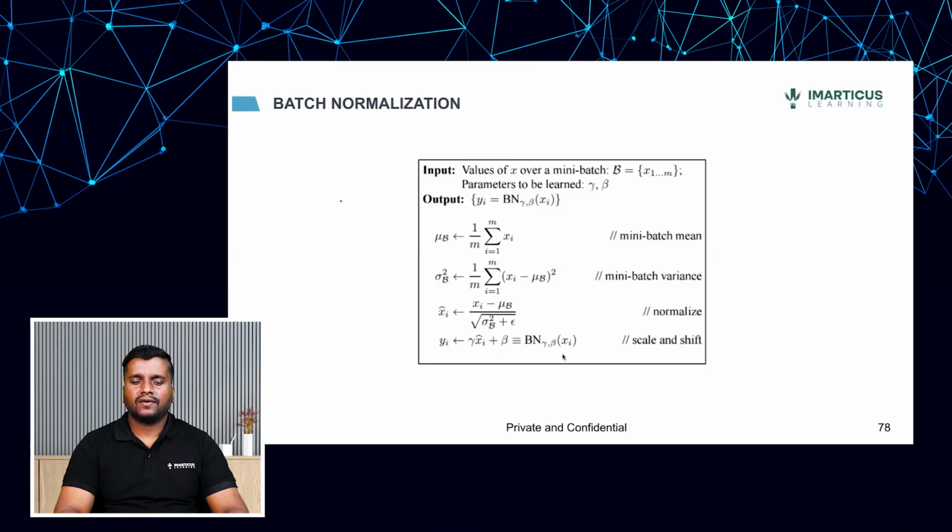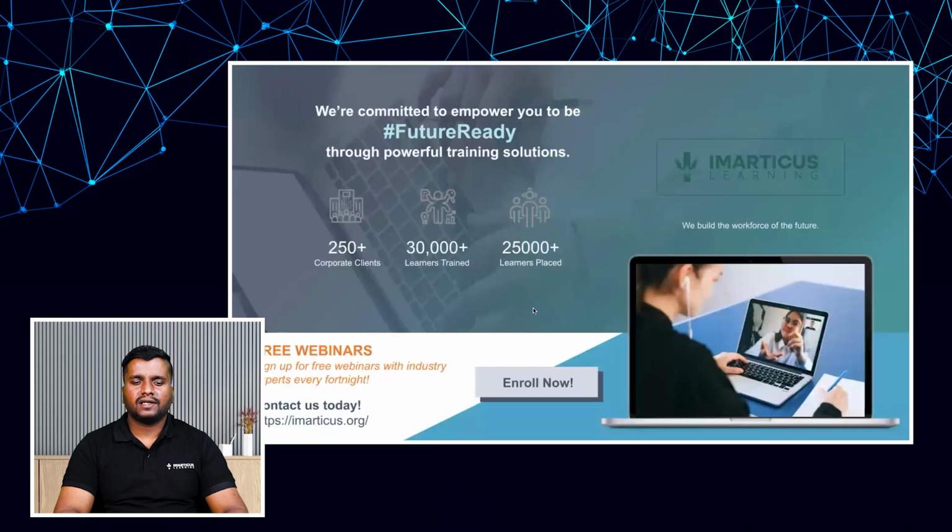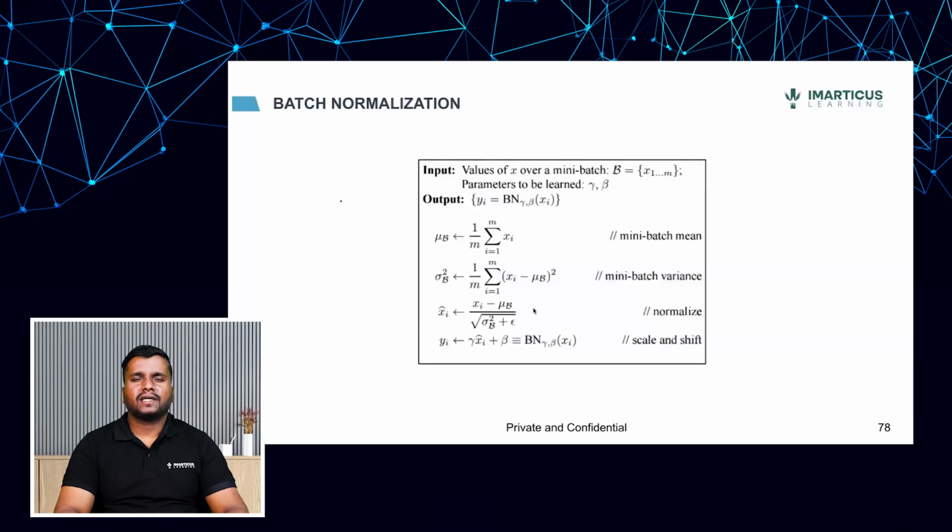Then we have the scale and shift step, where we can use a min max kind of operation: gamma times x i plus beta, which is scaling and shifting the values in order to get the batch normalization. So we have all these steps of batch normalization which can be utilized to normalize the data, and that's all.